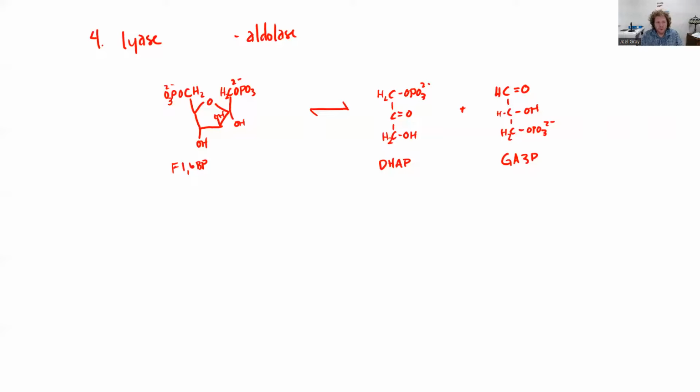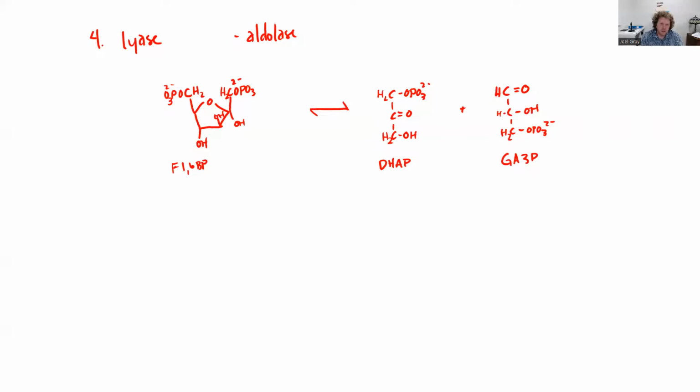Our next class of enzymes is our lyases. And what lyases are going to do is they're going to generally break a carbon-carbon bond, a carbon-nitrogen bond, or a carbon-oxygen bond. There's tons of different subclasses of lyases. One specific enzyme is aldolase, which is commonly found in glycolysis.